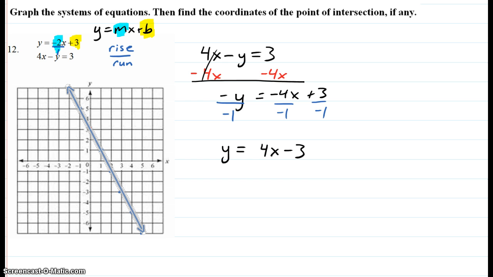And now let's graph the other one. So this one has a y-intercept of negative 3. So we'll start on negative 3. And this one has a slope of 4. So just like last time, we're going to take that 4 and put it over 1. And so now we're going to go up 4. 1, 2, 3, 4 over 1.